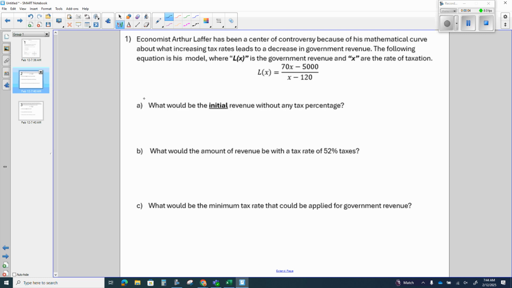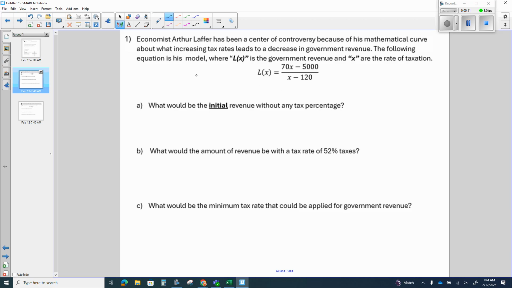So we are going to be looking at kind of word problems, but we're really only just evaluating our rational functions. So let's go ahead and dive right in. There's an economist, and he's come up with a controversial mathematical curve, basically an equation that equates the revenue that a government gets, L of X, compared to the rate of taxation. And he says that there is a point where if you overtax, we start losing revenue. So the questions here are all based on this equation that he has come up with.